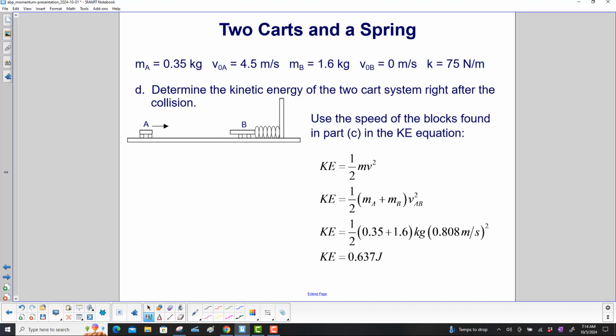Determine the kinetic energy of the two-cart system right after the collision. Use the speed of the blocks that was found in part C in the kinetic energy equation right here. Make sure you add both masses together because they're moving as a system. Here's our velocity, and make sure you square it. And we substitute in our numbers, and we get the kinetic energy is 0.637 joules.